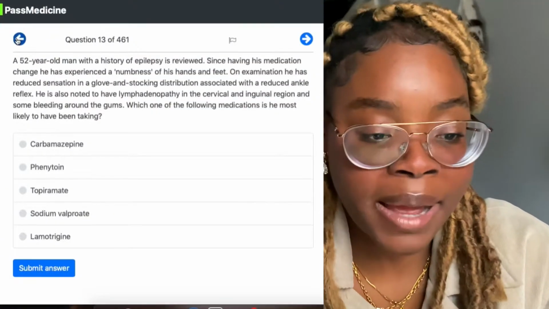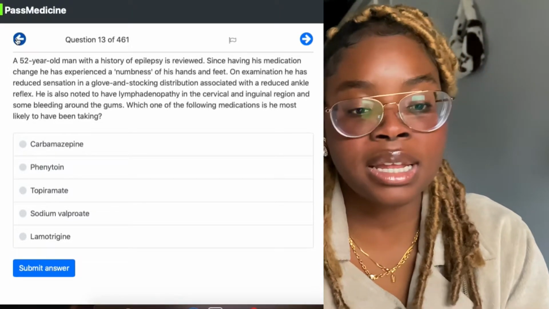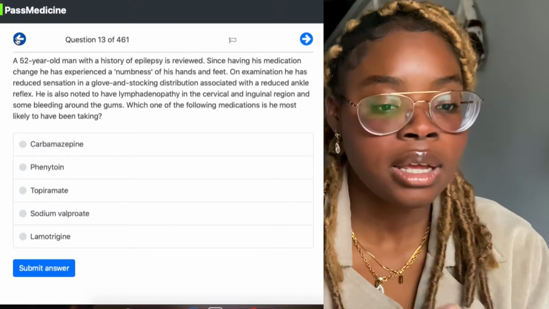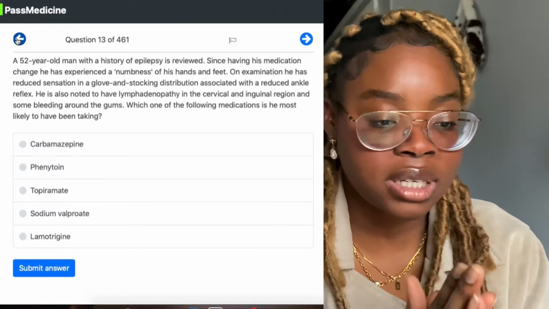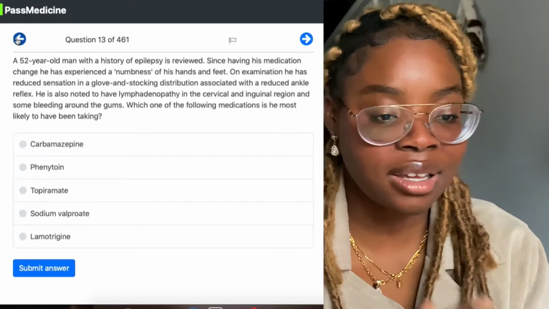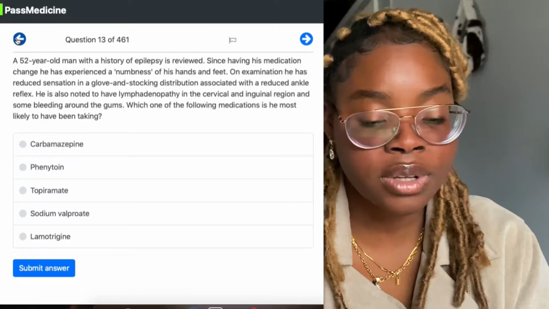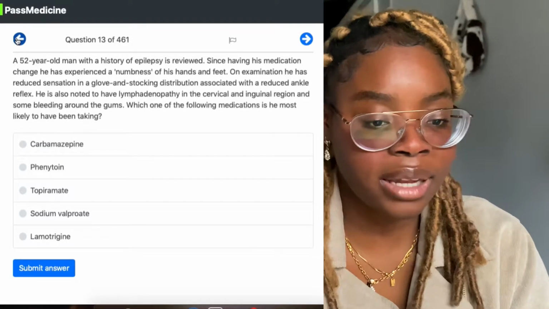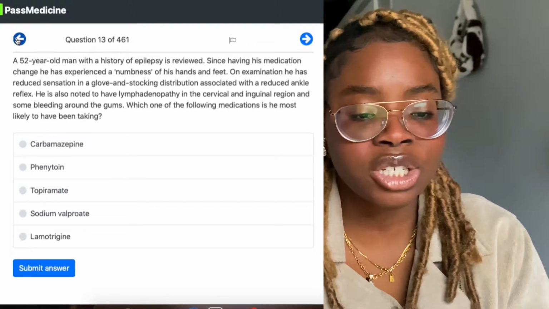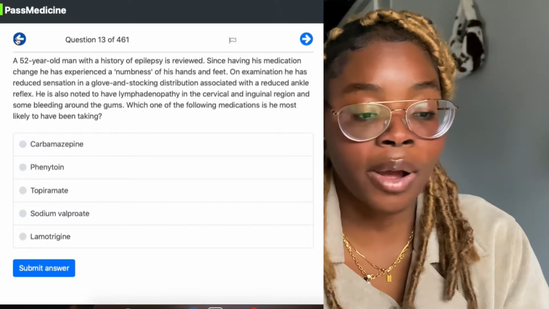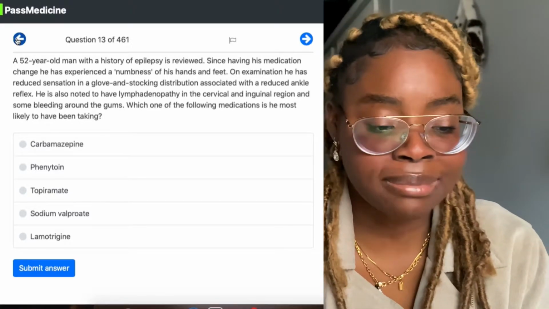A 52-year-old man with a history of epilepsy is reviewed. Since having his medication changed, he's experienced a numbness of his hands and his feet. On examination, he has reduced sensation in a glove and stocking distribution, just basically your palms and your legs, I think, below the ankles. With a reduced ankle reflex, he's also noted to have lymphadenopathy in the cervical and inguinal region and some bleeding around the gums. Which one of the following indications is he most likely to have been taken? So we've got carbamazepine, phenytoin, topiramate, sodium valproate, and lamotrigine.